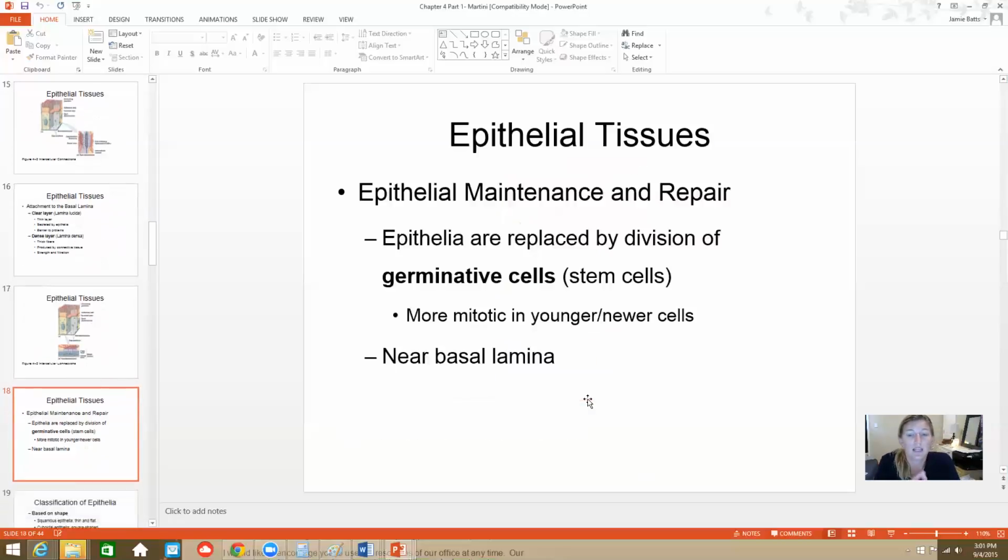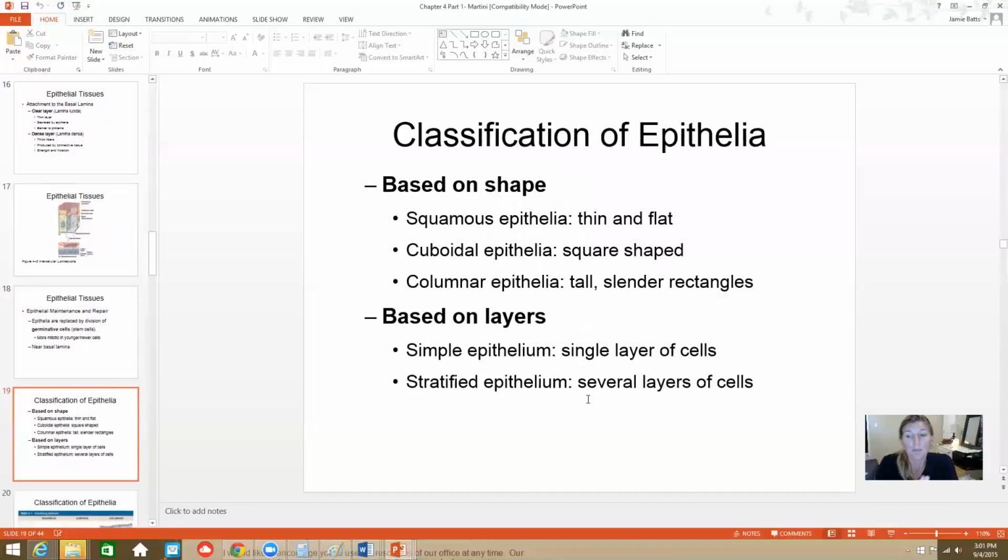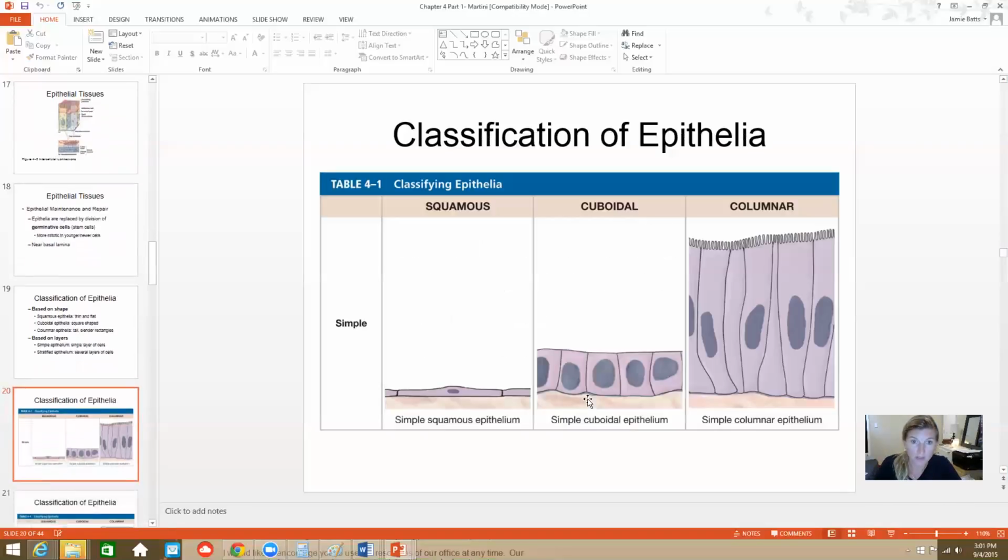The epithelia is maintained by special germinative cells called stem cells, where they undergo mitosis, and that mitotic layer is near the basal lamina, so it's near that border with the other tissue. Epithelia is classified based on shape and based on number of layers. It can be squamous, cuboidal, or columnar. Those shapes make sense. Squamous is flat and squishy, cuboidal is like a cube, columnar is like a column, or it could be simple and stratified. So you combine these two terms together and you get stratified squamous, which is many cell layers of flat squashed cells, right? So we're going to talk about all of these.